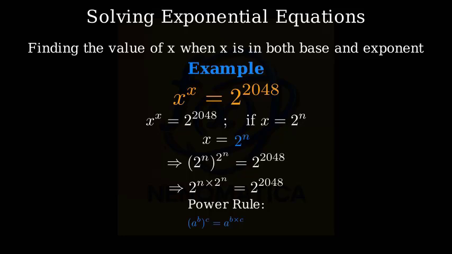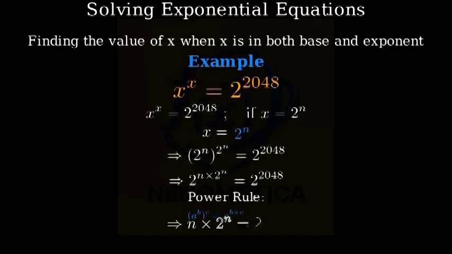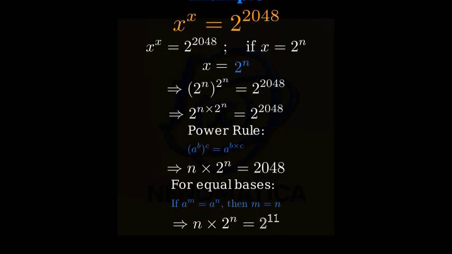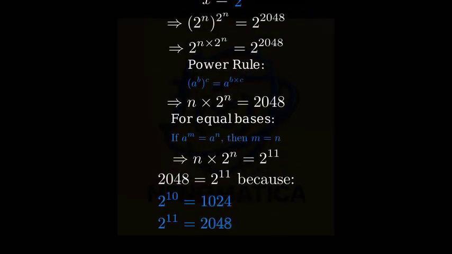So 2 to the power of n raised to the power of 2 to the power of n equals 2 to the power of n times 2 to the power of n. Since the bases are the same on both sides of the equation, the exponents must be equal. Therefore, n times 2 to the power of n equals 2048. To simplify further, let's express 2048 as a power of 2. Since 2048 equals 2 raised to the power of 11, we can rewrite our equation.